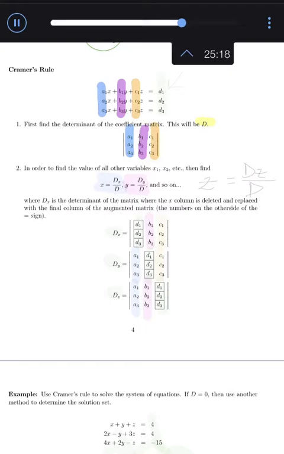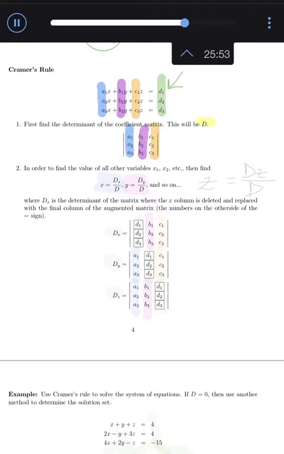Then we want to find 3 other determinants. The 3 other determinants will be the determinants of 3 by 3 matrices created by replacing a column of the matrix we just created with the coefficients that are on the other side of the equal sign. That's D1, D2, and D3. So what we'll do is create 3 different determinants.